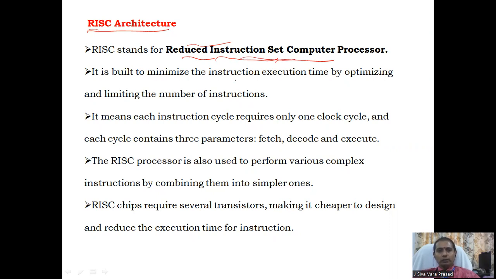So see here, it is built to minimize the number of instructions, and the execution time is also less, limiting the number of instructions. So here we are doing two things at a time. One is reducing the number of instructions, and second, reducing the execution time also. And here the instruction cycle takes only one clock. Within one clock cycle, the instructions are executed. Fetching the instruction, decoding the instruction, and executing the instruction, everything takes only one clock cycle under the RISC structure.